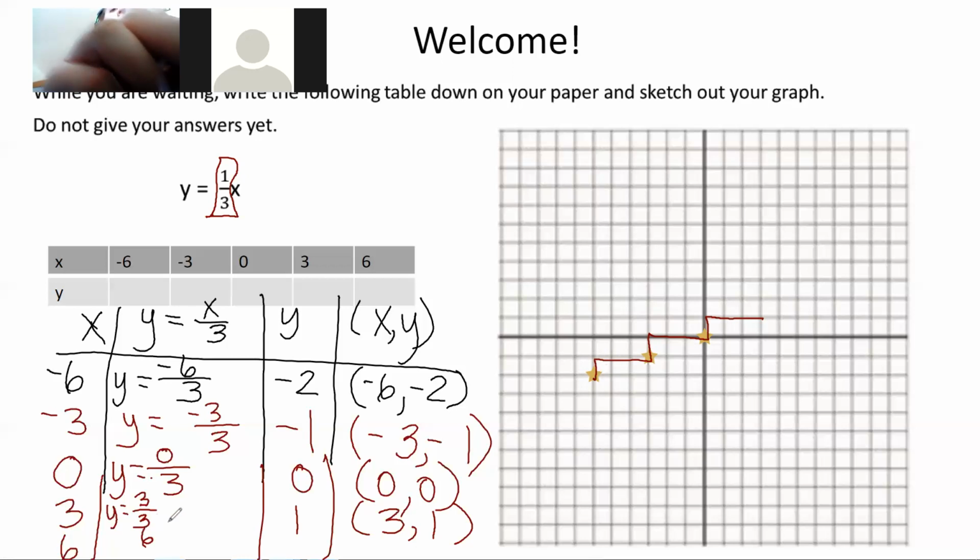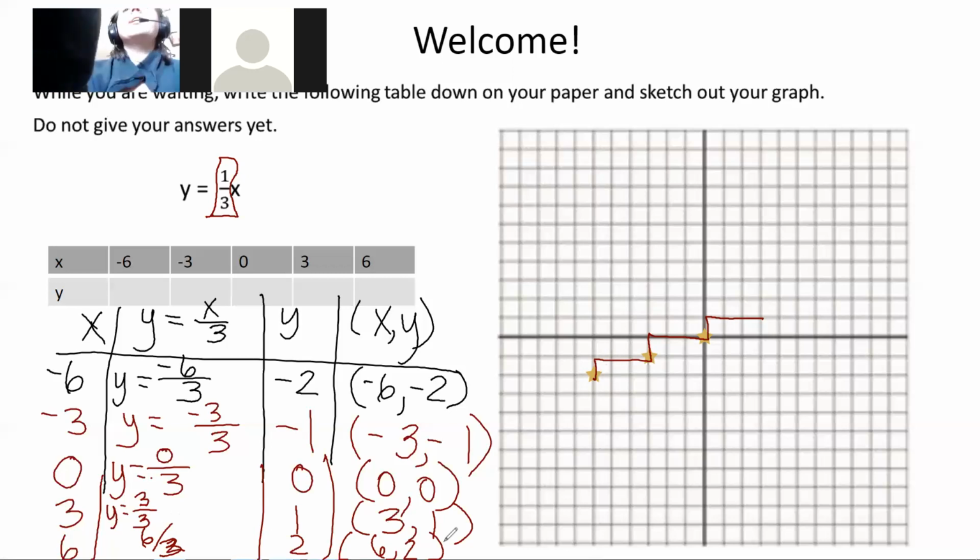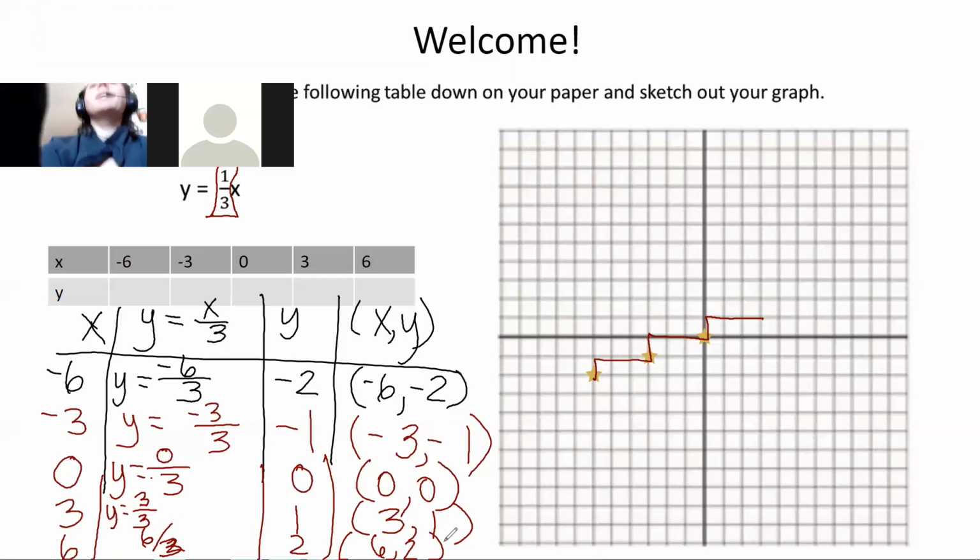So we plug in our 6. We get 2, and our last point is 6, 2. And don't forget, guys, it's super easy to put a lot of work into all of that and then forget your line, but don't forget your line. Because you're not just graphing points, you're actually graphing a line. Cool. Any questions about that?